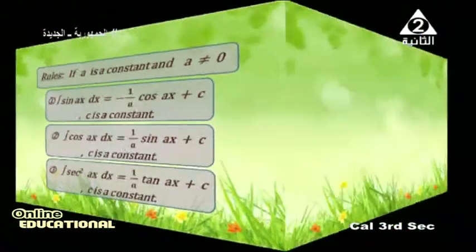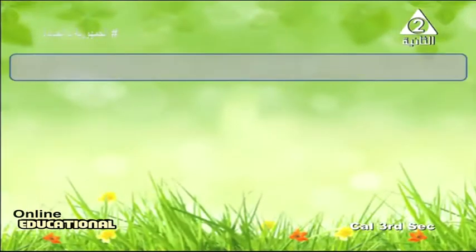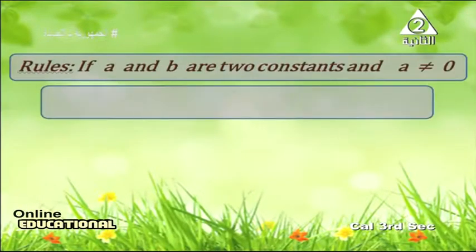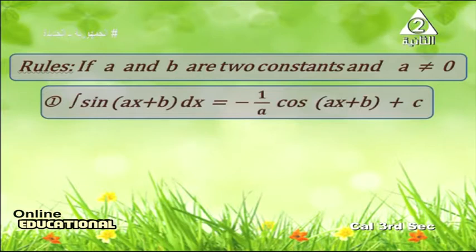And if we have a complex angle like ax plus b, then the integration of sine ax plus b dx equals negative 1 over a, where a is the derivative of the angle, multiplied by cosine ax plus b plus the constant c.